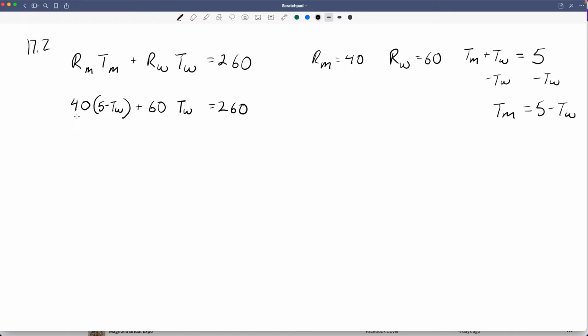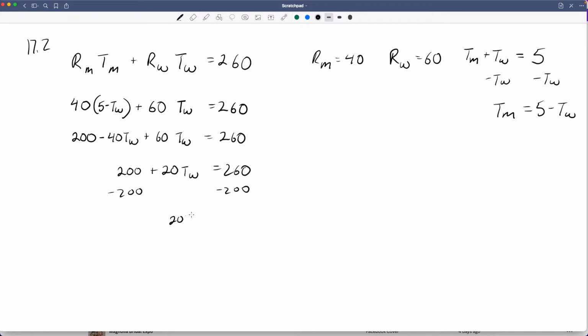Okay, so now I can say 40 times 5 is 200 minus 40 TW plus 60 TW is equal to 260. When I combine these, I get that 200 plus 20 TW is equal to 260. I subtract 200 from both sides, and I get that 20 TW is equal to 60. If I divide both sides by 20, TW is equal to 3.